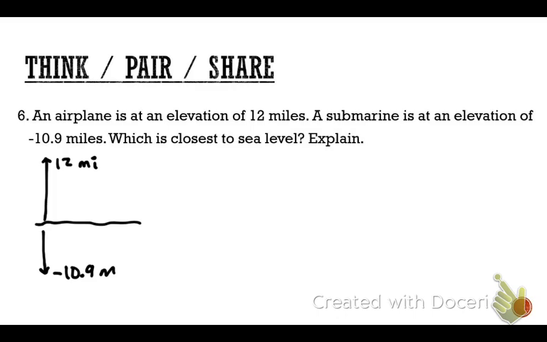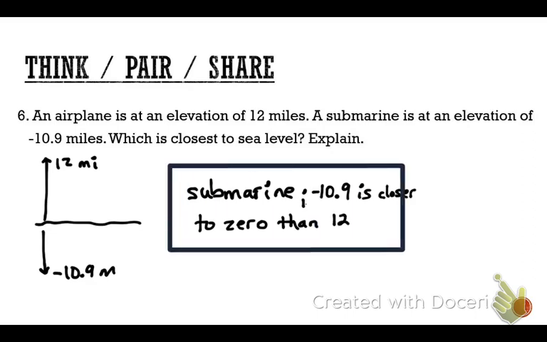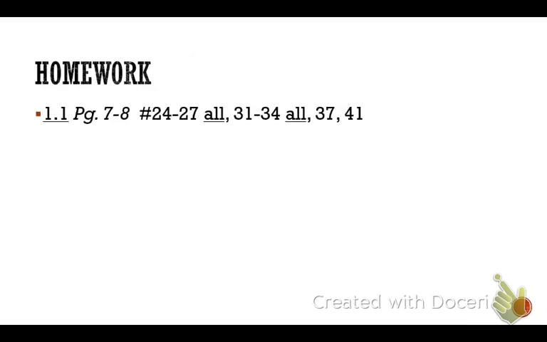The submarine, okay? Then it says the word explain. Why? It's closer to 0. Because 10.9 or even -10.9 is closer to 0 than 12. What should I do with my answer? Box it. Box it in. Okay?